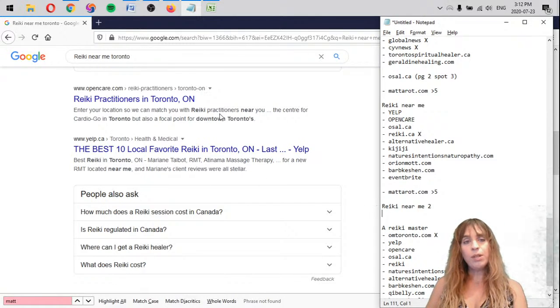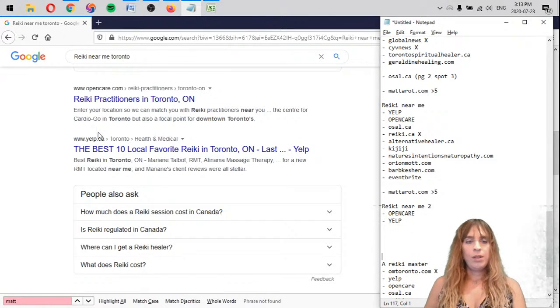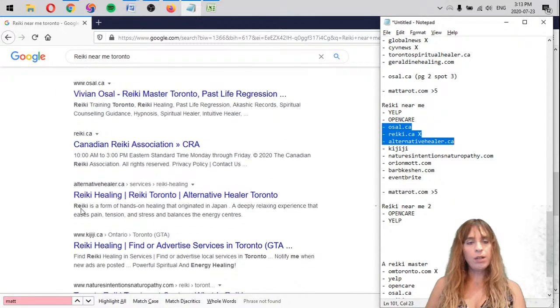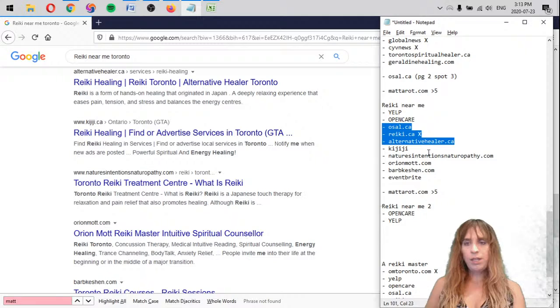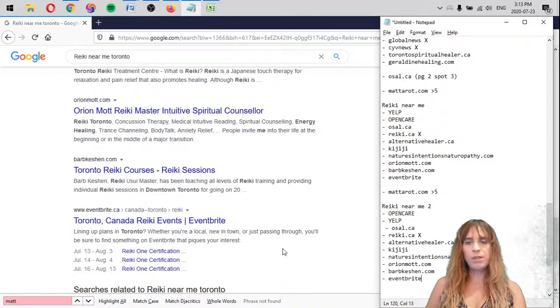Oh, here we go. Number 1 and 2 have flipped. For once, number 1 and 2 are different. Okay, and then OSOL again, Reiki again, alternative healer again, KJJ, Nature's Intentions. Nice and easy that time.